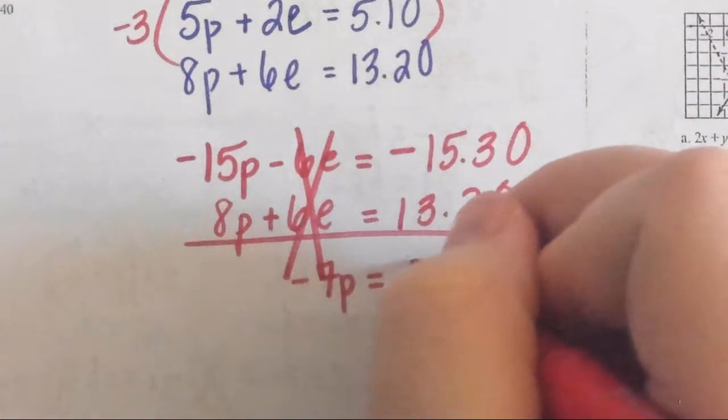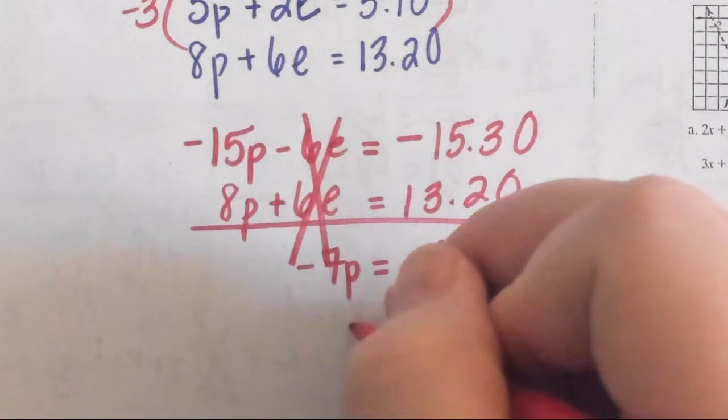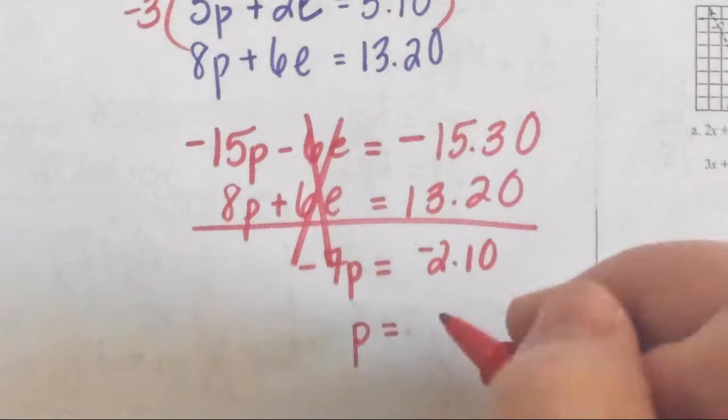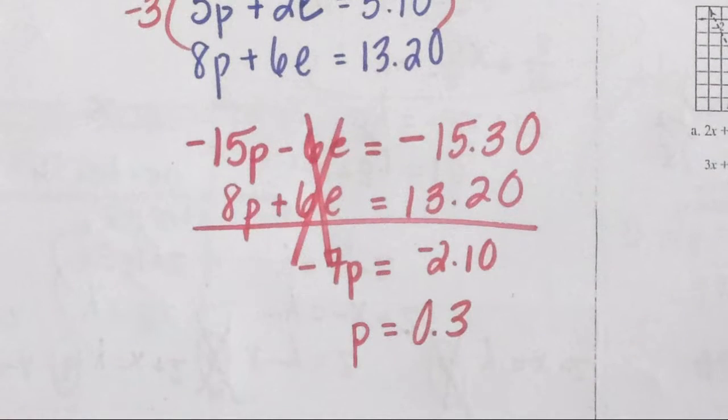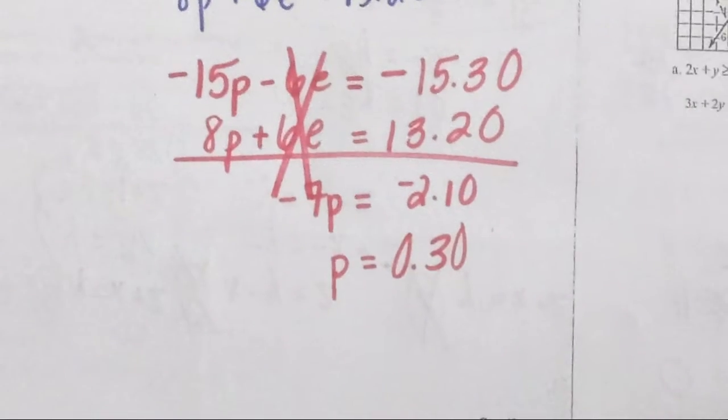Negative 2 point what? That would make sense, wouldn't it? That'd be 1530. Yes, that's right. And then that works out really nicely because when we divide by negative 7, we end up getting what? 210 divided by 7. 0.3. Okay, so that means, because this is money, I'm going to add an extra 0. That's saying 1 pencil is 30 cents.